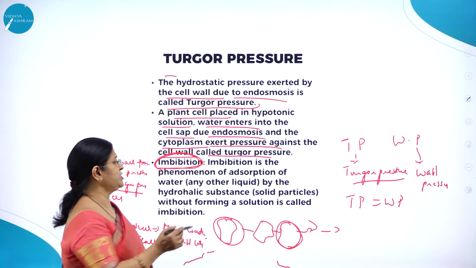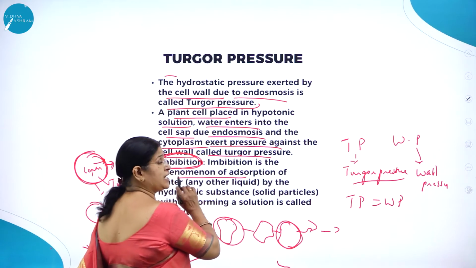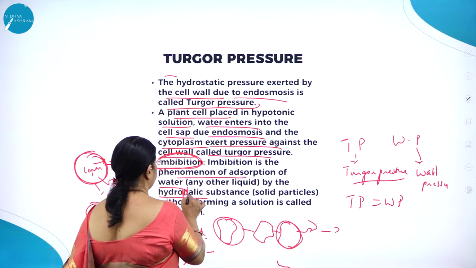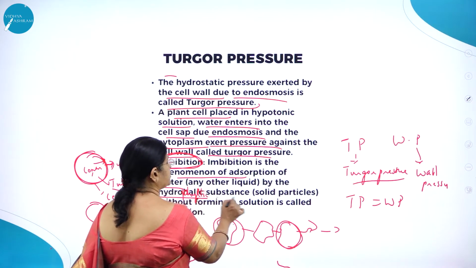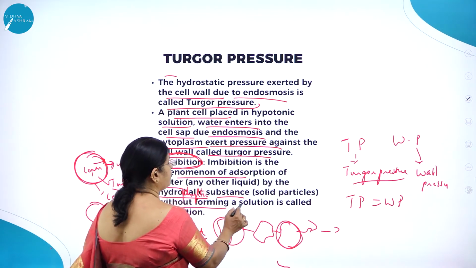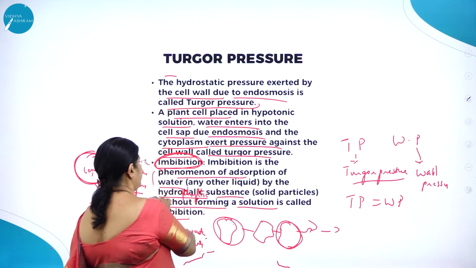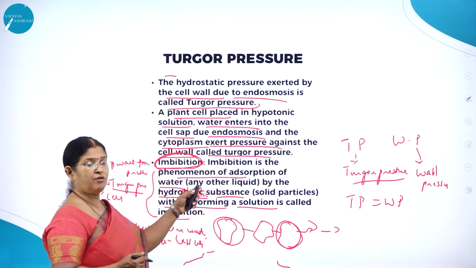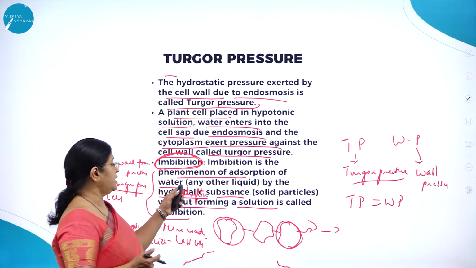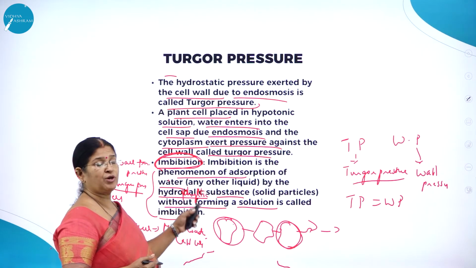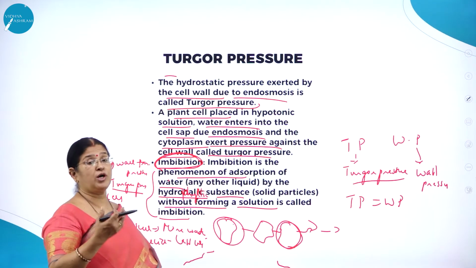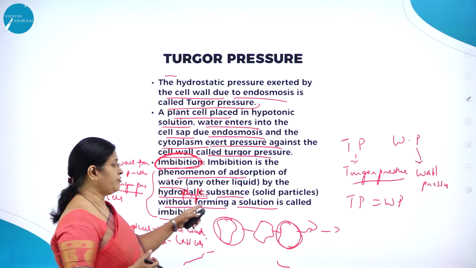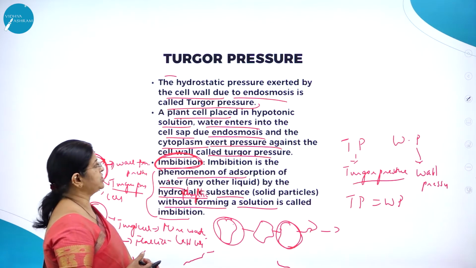So what is imbibition? Imbibition is the phenomenon of adsorption of water by hydrophilic substances, that is solid particles, without forming a solution. What do you mean by hydrophilic substances? Water-loving substances are called hydrophilic substances. Adsorption of water without forming a solution is called imbibition.